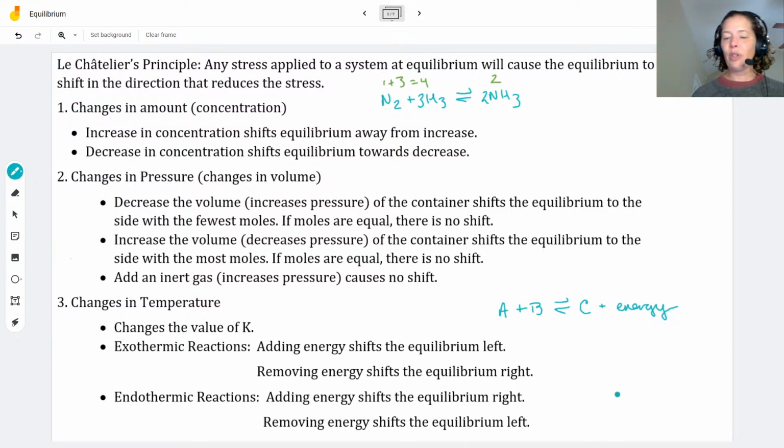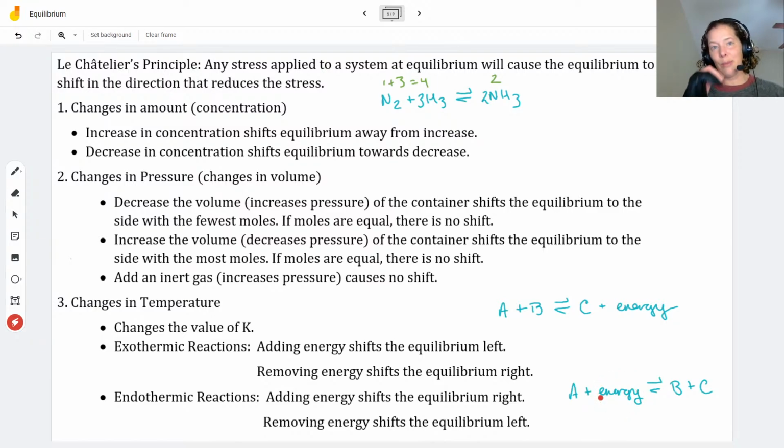So let's write a general equation for an endothermic reaction. So why don't we say A plus energy goes to, I don't know, B plus C. Why not? Okay, so this is an endothermic reaction. You need to put energy into the system to make it go, or you can think of it as absorbing energy, either way. So if we add energy, then we're adding a reactant. So we're going to shift away from that. We're going to shift to the right. Again, if we are removing energy, if we are removing a reactant, then we're going to shift towards that removal. So we're going to shift left.